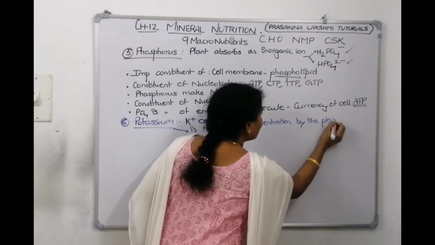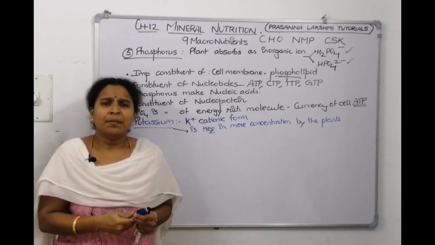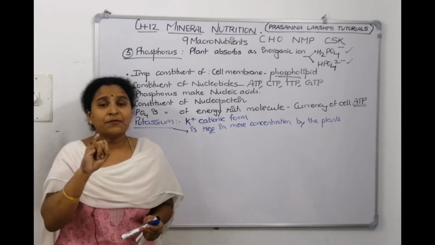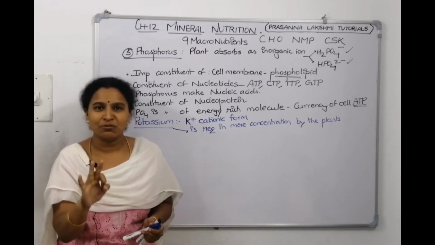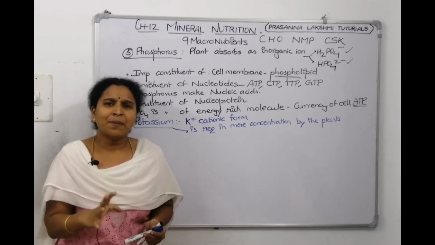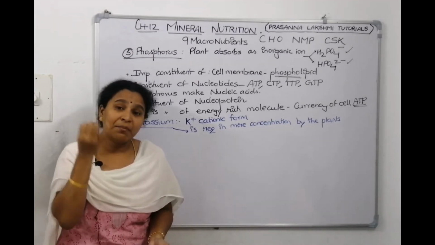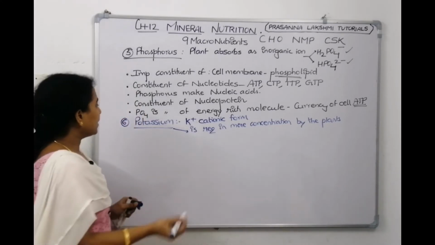Where can we find potassium in the plant? Where can we find K plus in the plant? K plus is found in meristematic tissues for division. K plus is found in buds for accumulation. Leaves for photosynthesis. Root tips for absorption. So K plus is found in all vital regions. It is found in dividing tissue, in buds, in leaves, in tips.